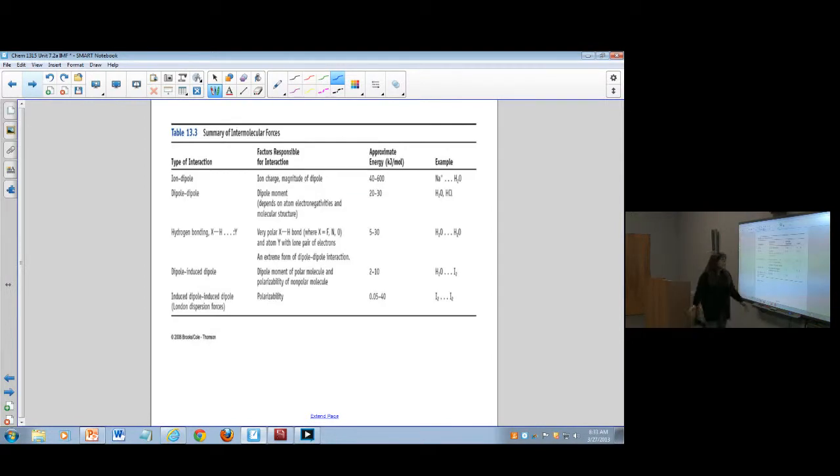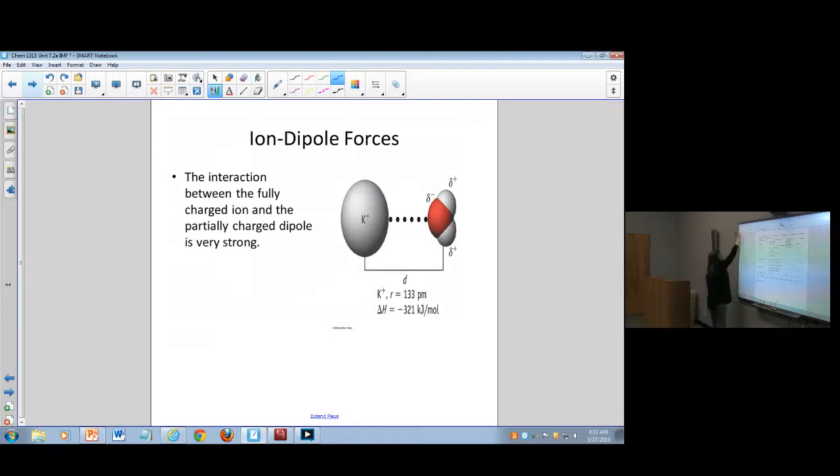Now, this is a table in your book that explains what the type of charge is, or what the type of interaction is, and gives you some kind of approximate strength. We're going to run through all of these different ones, and then we'll think about how their strength works.